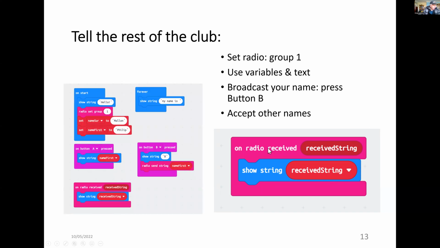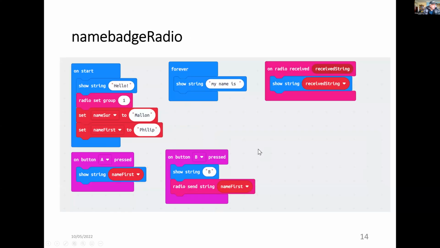And here's the overall program. So we might have a look at that and modify our program to do it. So this is what the program's going to look like, the name badge radio. So you do what we did before, but there's a slight modification. The names are now variable names, and we've set the radio to group 1. So instead of having one instruction on start, we've got 1, 2, 3, 4. And button A is exactly the same as it was before, but the role of button B changes.